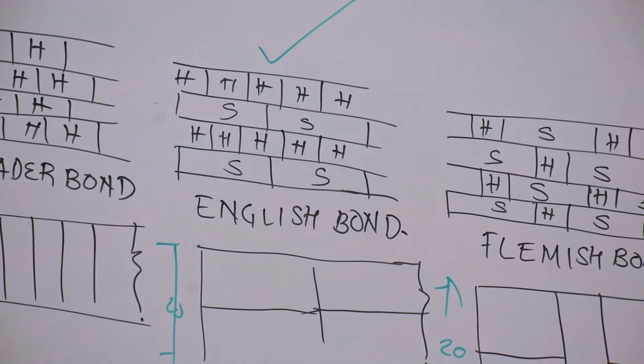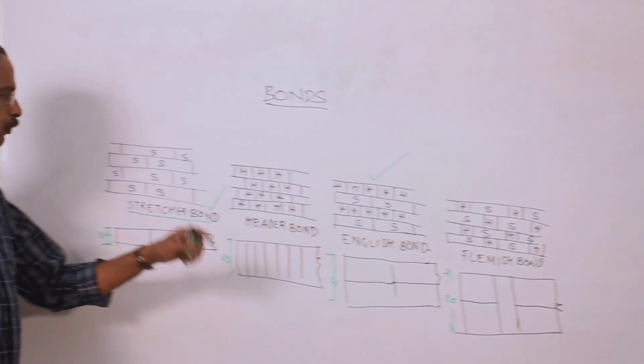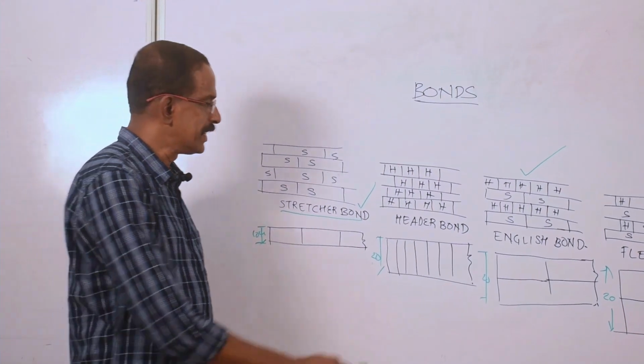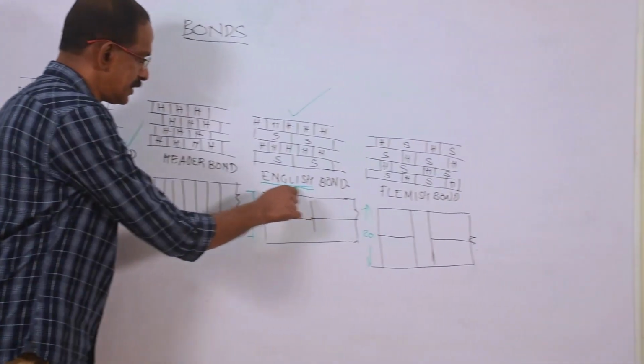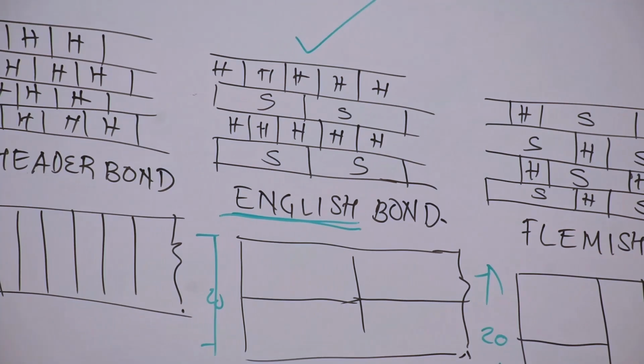Which is the strongest bond out of these four bonds? English bond is the strongest bond. That is why it is commonly used also.